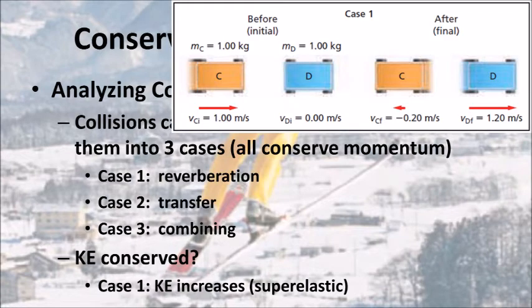Now that brings us to the topic of the kinetic energy. What about the kinetic energy in each of these cases? Is it conserved? Well, let's take a look at case 1. Our initial kinetic energy in case 1, where we have a 1 kilogram mass moving at 1 meter per second, is a half a joule of energy. Remember, kinetic energy is 1/2 the mass times the velocity squared.